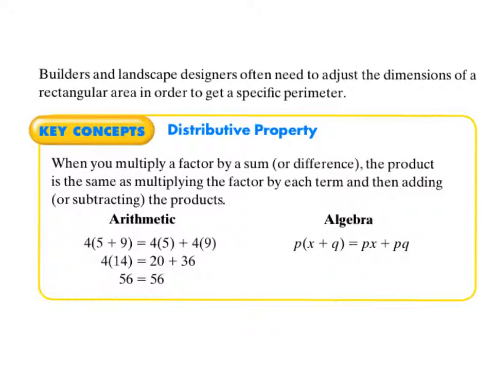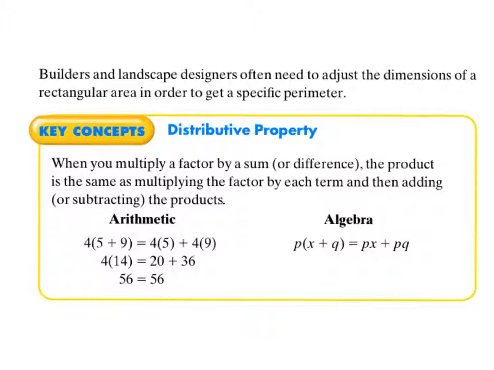Builders and landscape designers often need to adjust the dimensions of a rectangular area in order to get a specific perimeter. This is done using the distributive property. The distributive property says that when you multiply a factor by a sum or difference, the product is the same as multiplying the factor by each term and then adding or subtracting the products.